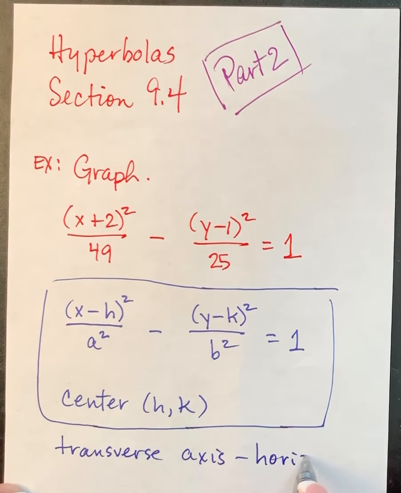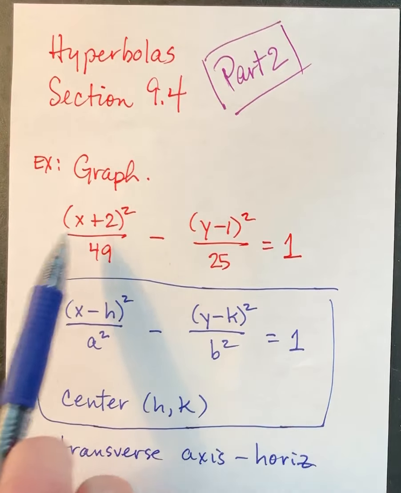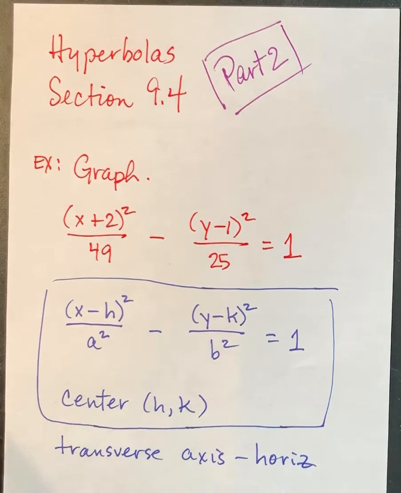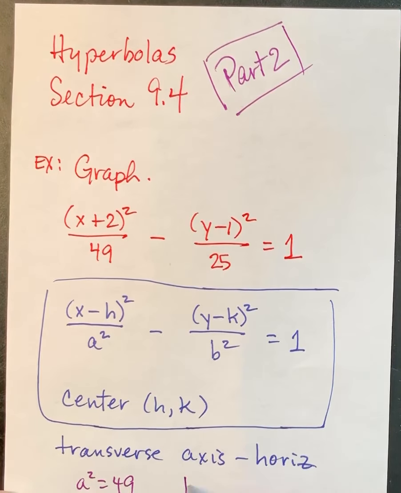All right, and we know that because the x is the one that comes first. Okay, so we have in this one that a squared is 49, so that gives us that a is 7, and b squared is equal to 25, so that gives us that b is 5.